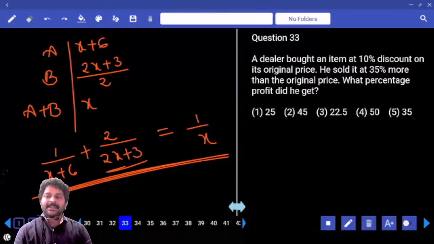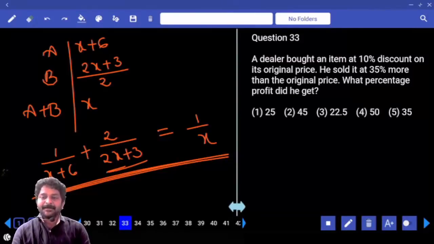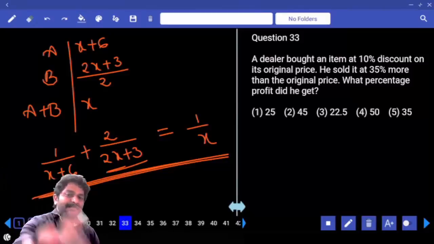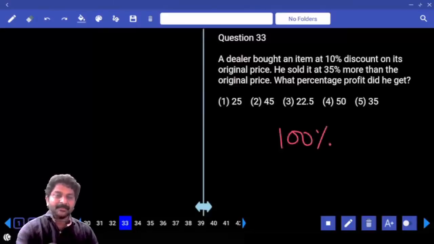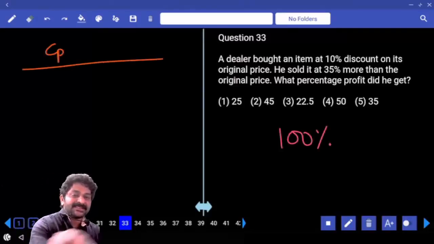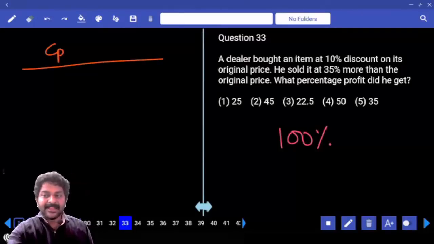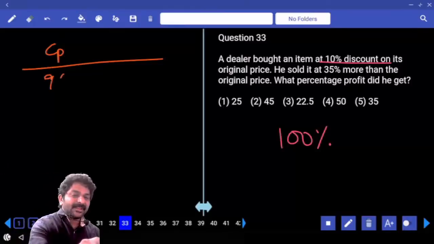A dealer bought an item at 10% discount on its original price. He sold it at 35% more than its original price. What percentage of profit did he get? Okay. Original price, let me write here. It was 100%. He purchased it at what price? 10% discount. That means 90.